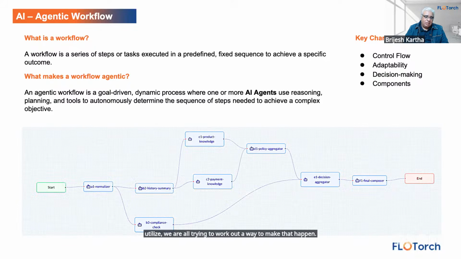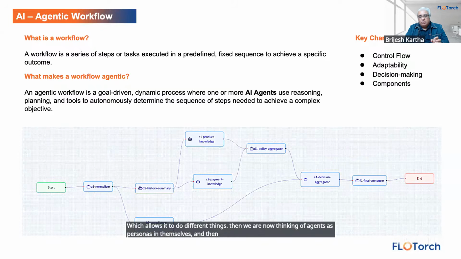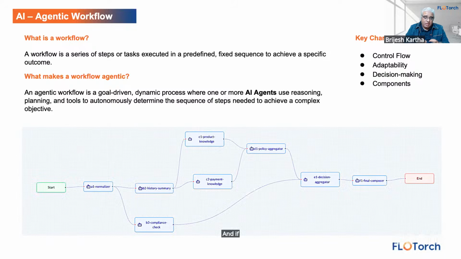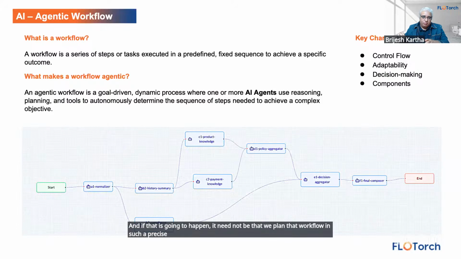But there is this avenue opening up where agents, if we say, are the autonomous bodies around the brain called the LLM, which allows it to do different things. Then we are now thinking of agents as personas in themselves. And then these personas should be able to talk to other personas and share data, share information, share control, etc. And if that is going to happen, it need not be that we plan that workflow in such a precise, narrow scoped way. Currently, we are still narrow scoped.